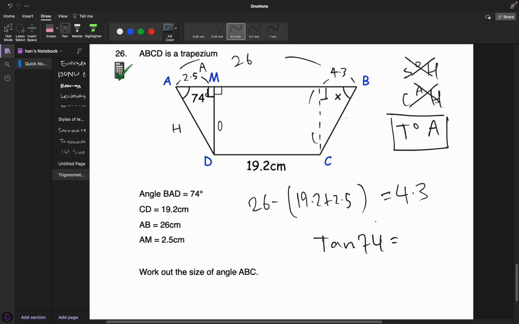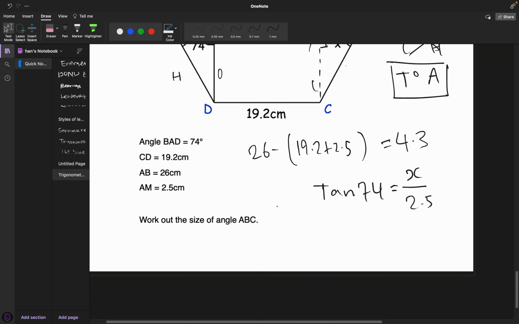We'll provide the adjacent 2.5 divided by, opposite divided by adjacent, and we don't know the opposite. So opposite is our unknown, and adjacent we have, 2.5. All right, that'll take a while. So tangent 74 into your calculators will give you 3.487 continuous, and you multiply that by 2.5 to get rid of the denominator. That'll give us 8.719 to 3 decimal places is equal to x.